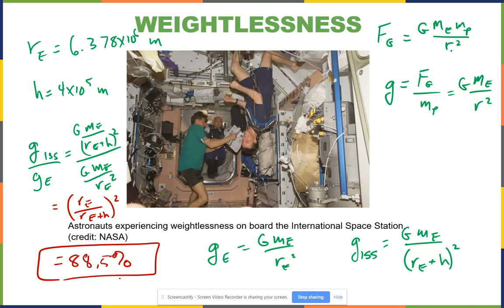Not that much of a difference. But we say they're weightless, right? How would we say they're weightless when they actually weigh 88.5% what they do on Earth? They're floating because the space station is falling with them. So they're both continually falling, and so they feel weightless.